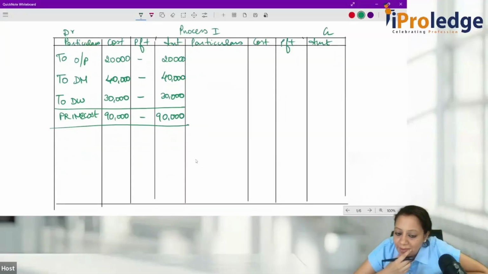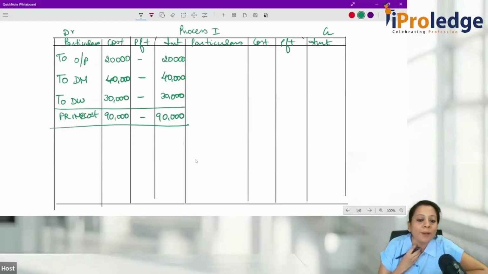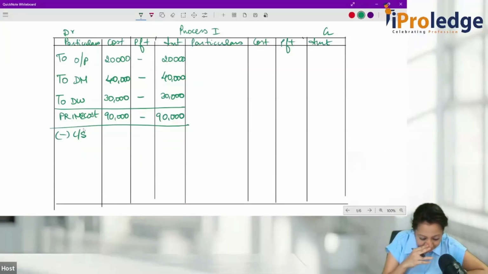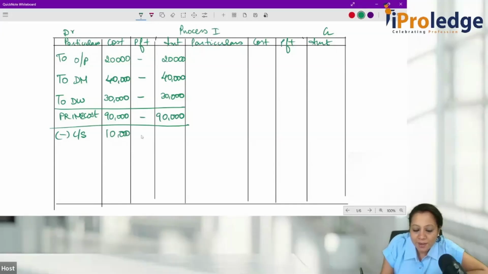So then we will see what is given in the question. You all see production overheads is given, but closing stock is also given, right, students? So now we have taken opening, we have to subtract closing also. So let us subtract closing. Closing is given in the question as 10,000. So far, there is no profit, so I will take 10,000 directly.